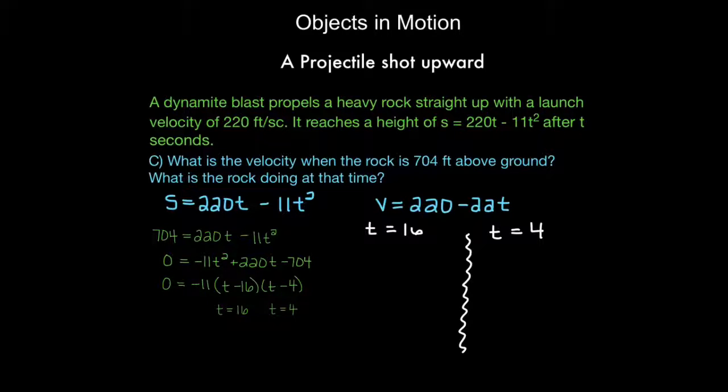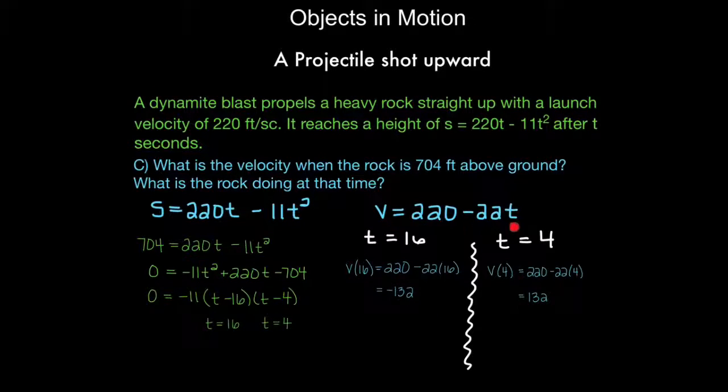So the second step, now that we've found the time at which our rock reaches a height of 704, we're going to take both of those times and plug them into the velocity formula for t, because they're the time, and we're going to figure out what the velocity is. So the velocity at time t equals 16 is negative 132, and the velocity at time t equals 4 is positive 132, and I can get my units by looking back at the original problem and seeing that the height is in terms of feet and the time is in terms of seconds, so my velocity is feet per second.